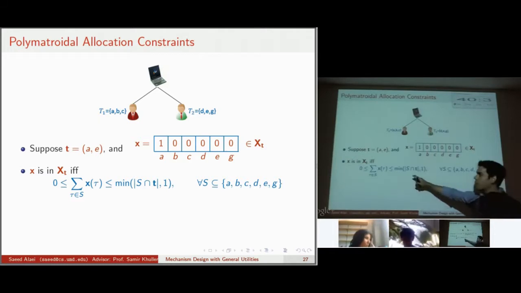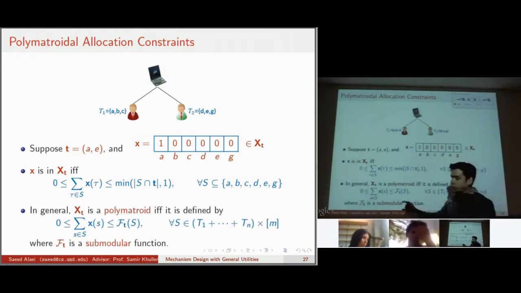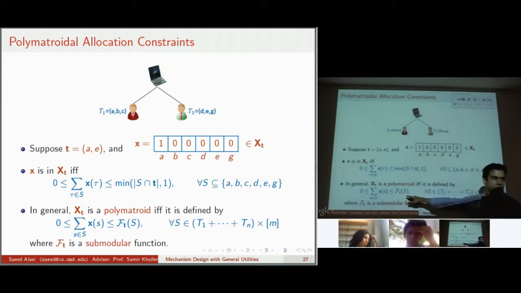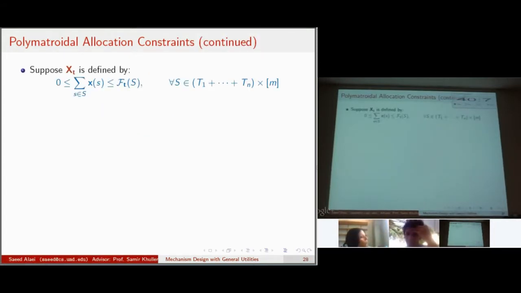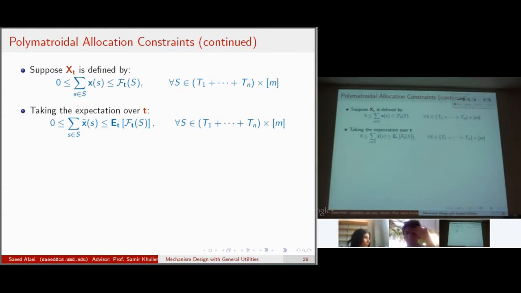But I'll tell you why this is important, because this is actually a polymatroid specification. So if you have a set of combinatorial constraints on the allocation, where you can specify it in this form, where f sub t of S is some submodular function, this specifies a polymatroid. And it has several nice properties, which I'm going to explain. So first of all, if you take the expectation of both sides, on the left this becomes the interim allocation, and this part becomes the expectation of this submodular function.